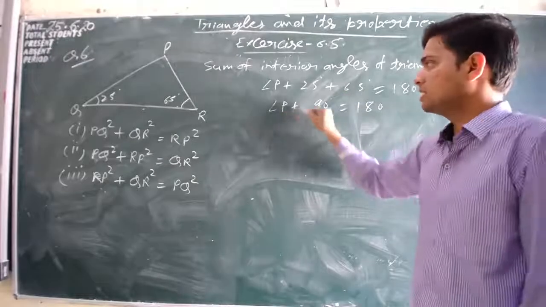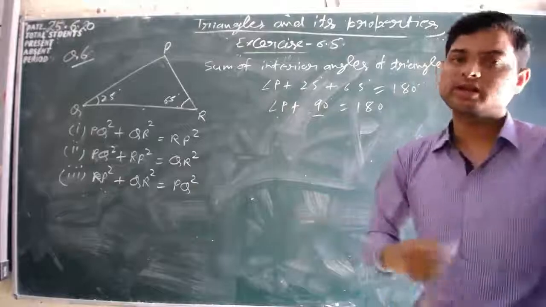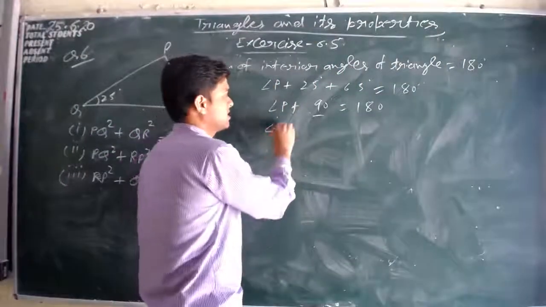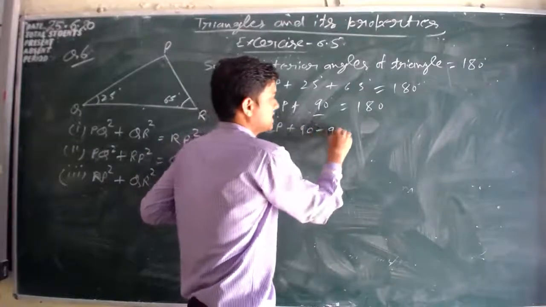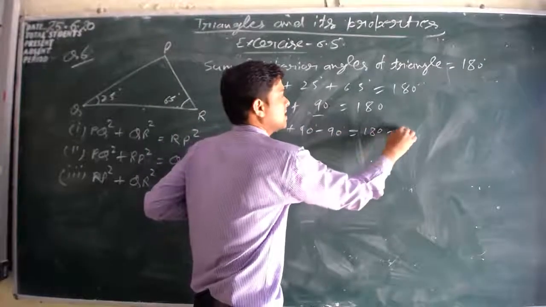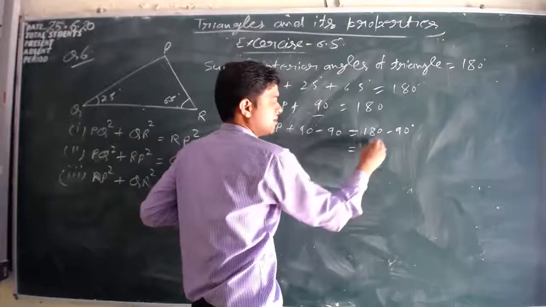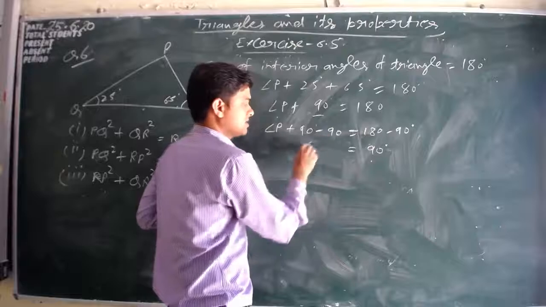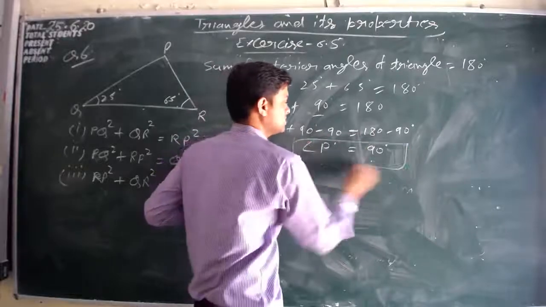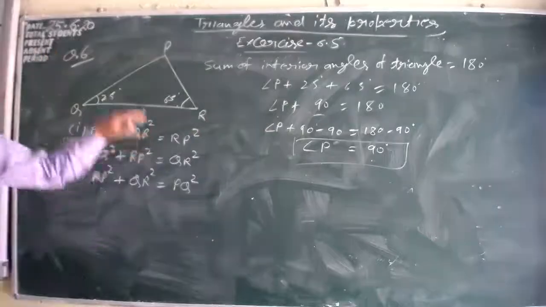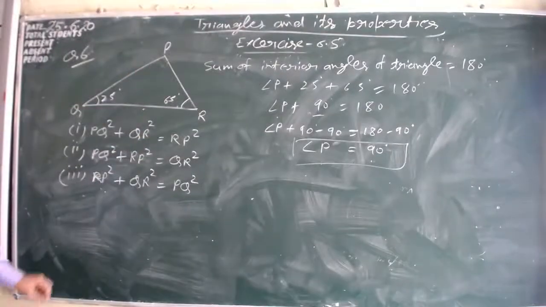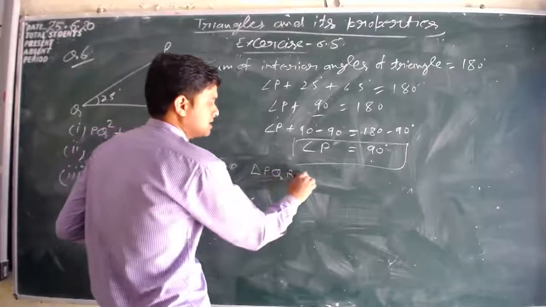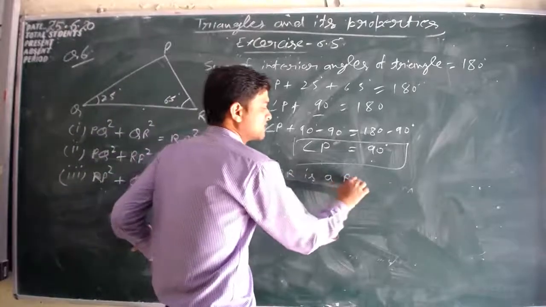Now we have to eliminate this. क्योंकि P तो कैलकुलेट करना है, तो इसके लिए हम सेम जो अमाउंट है वो दोनों तरफ सब्सट्रैक्ट कर देंगे. P plus 90 minus 90 is equal to 180 minus 90. 180 minus 90 is equal to 90. Clear? And 90 minus 90 is equal to 0. Angle P is equal to 90. It means ये P जो है वो 90 डिग्री. So triangle PQR is a right angle triangle.